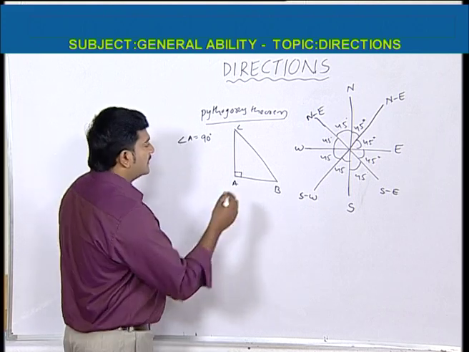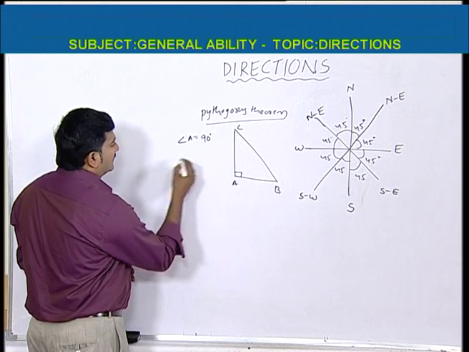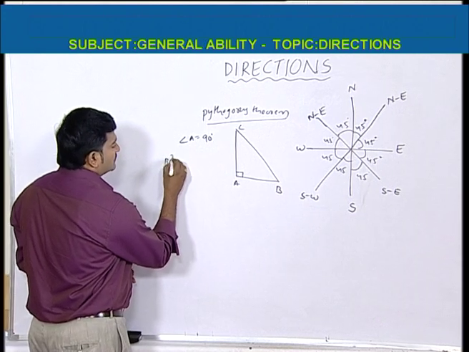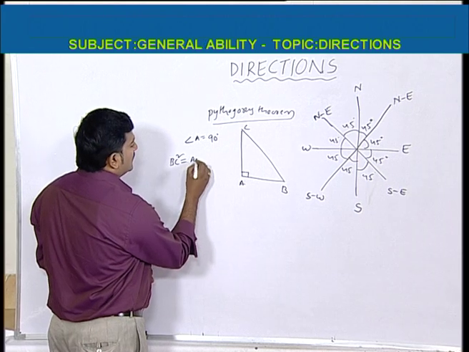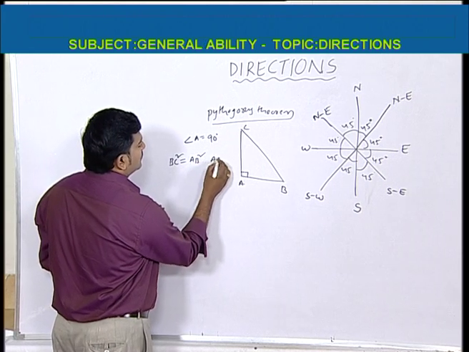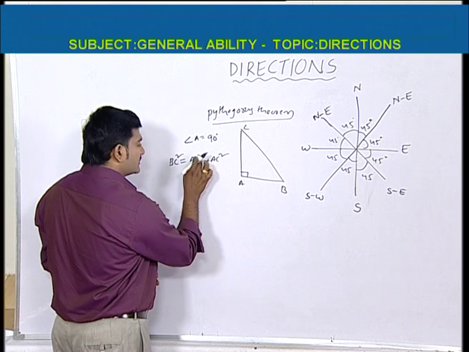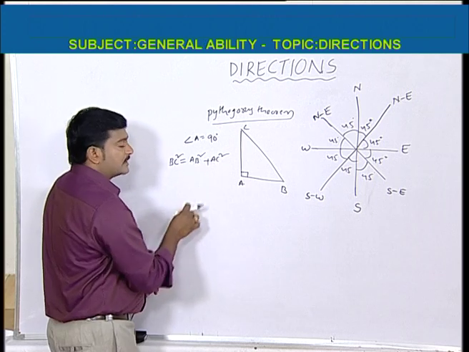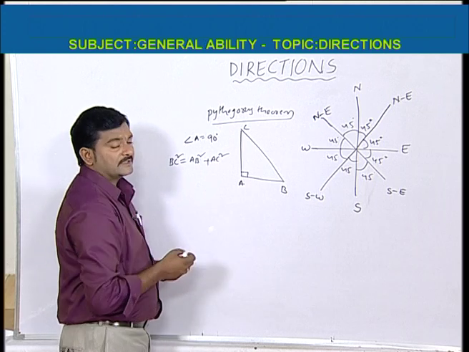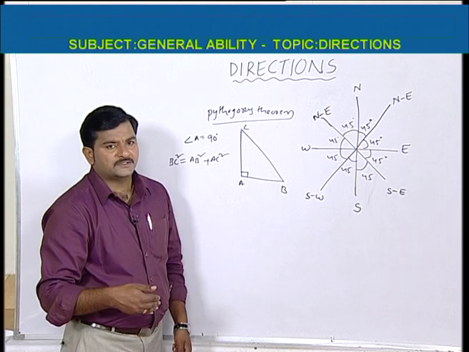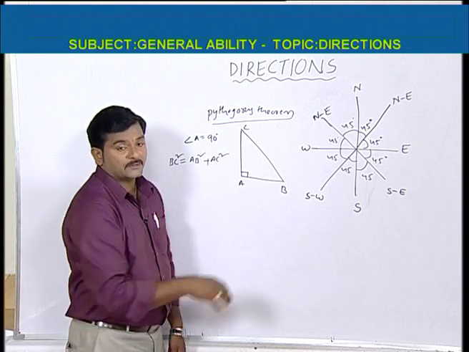If you apply that concept here, what can we get? What is my hypotenuse? BC. So the square of the hypotenuse is equal to the sum of the squares of the other 2 sides. AB is one side and AC is one side. When you are solving problems, we will come across this kind of problem. This is one point.